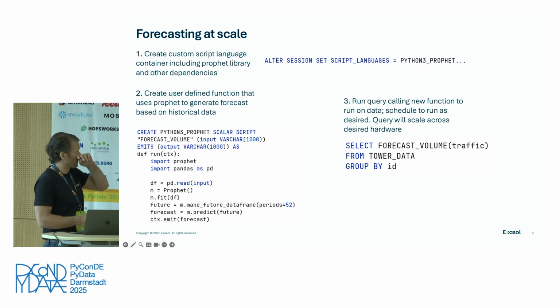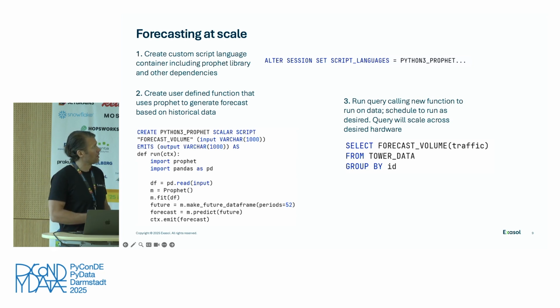And it says, create a script that uses this new language container, and we want the script to be called forecast volume. So it'll make a function called that, which takes a list of data in the form of a list of chars in this case, and it outputs also a list of chars. And the code underneath is just Python.